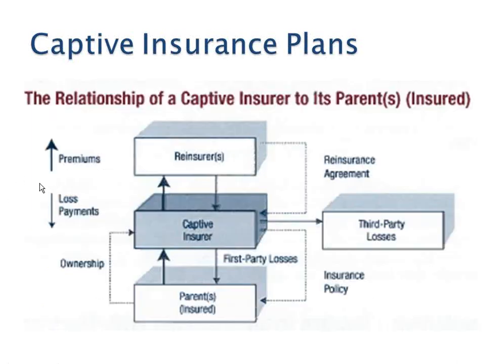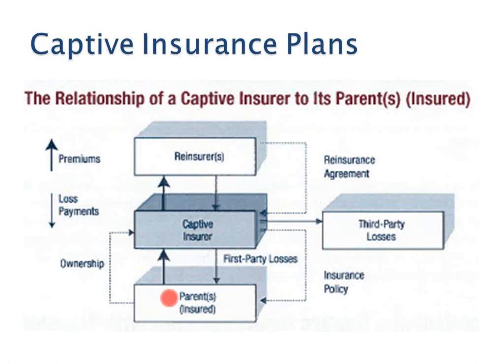So let's move a little more. Kind of going right to the pictures, and this is one of those that may be a little confusing. You have the parent or the insured down here. Let's say this is Home Depot, to give it some context. Home Depot, which I believe also has a captive, would be down here. And if you look at these lines, the small arrows are loss payments and the big arrows are premiums.